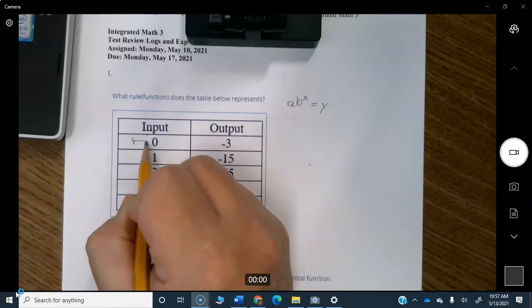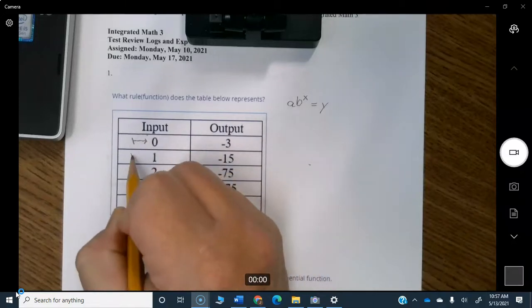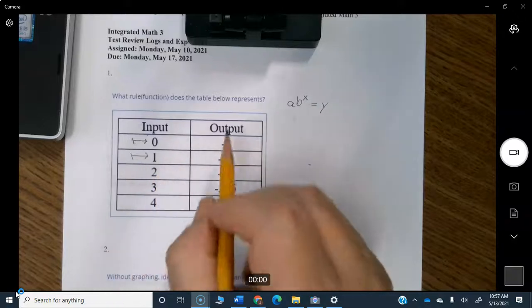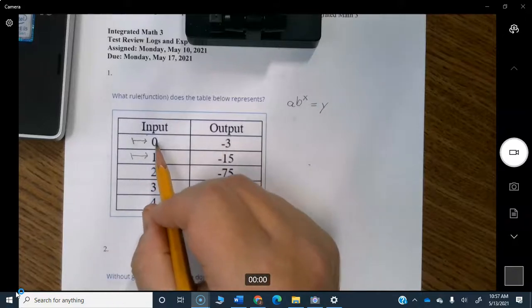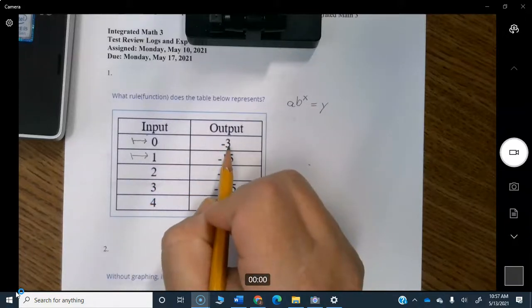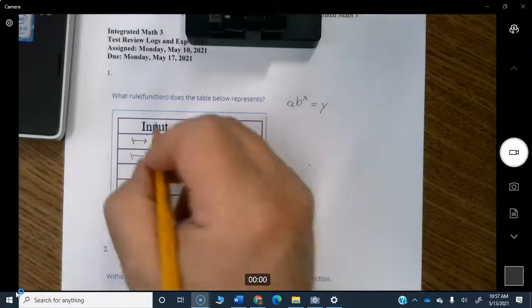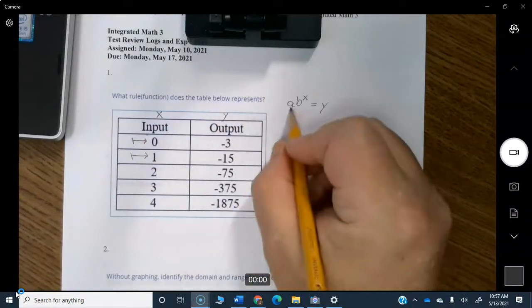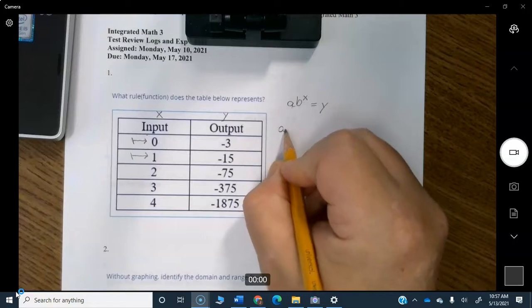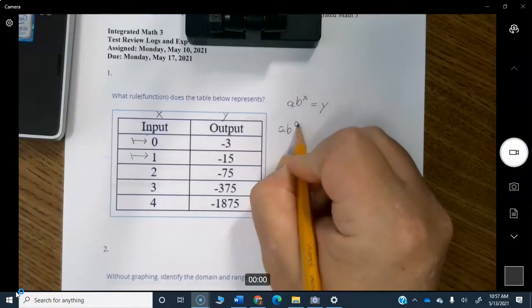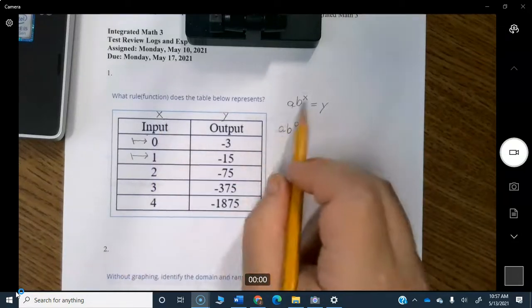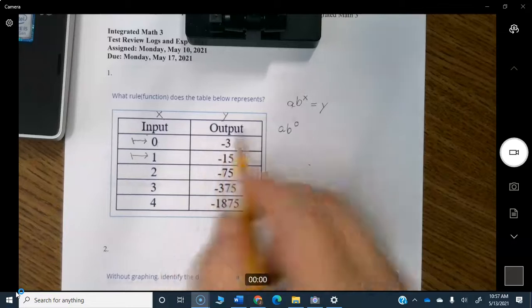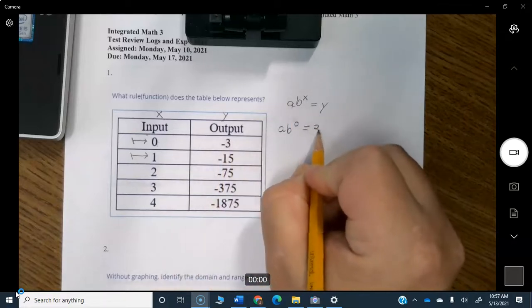the 0, and then you use the 1. So you're going to plug the 0 in for x so that it gives you -3 for y. Okay, so this is the x over here, this is the y. So we're going to do that. So a b to the 0 power, whatever x is, we're going to put 0 there. That means that y should equal -3.